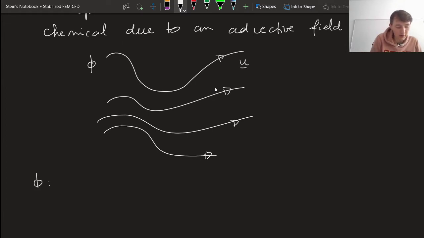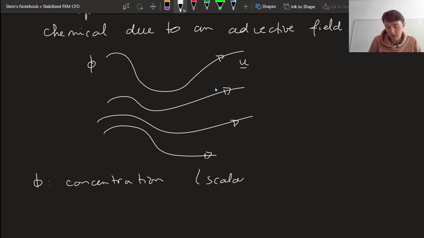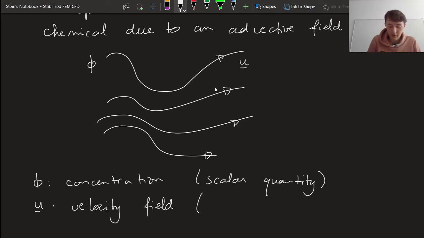So we have phi as a concentration. This is a scalar quantity. We have u as a set velocity field. This is a vector valued field.